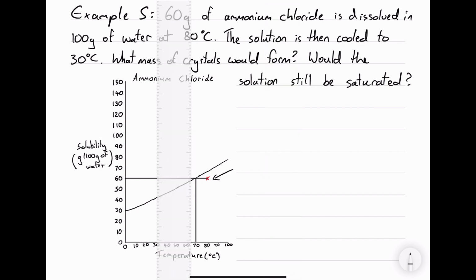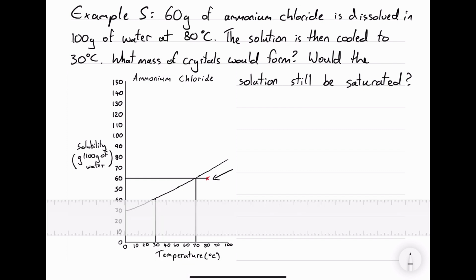If we draw a vertical line from 30 degrees Celsius up to the line of best fit, and then a horizontal line to the y-axis from this point, we can see that at 30 degrees Celsius, ammonium chloride has a solubility of approximately 41 grams per 100 grams of water. So we started at 60 grams, and from there it cooled down to 30 degrees Celsius, and 100 grams of water at 30 degrees Celsius has a solubility of 41 grams.